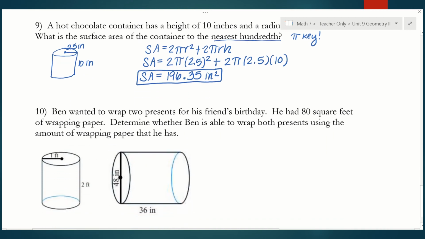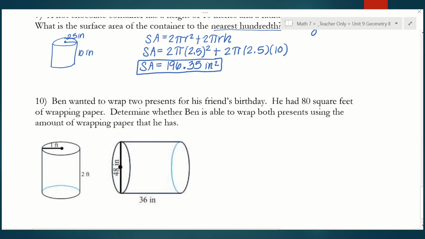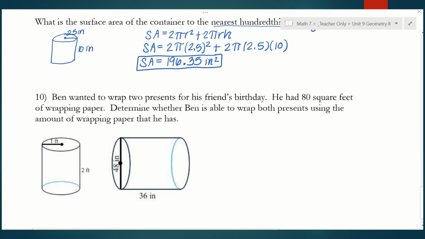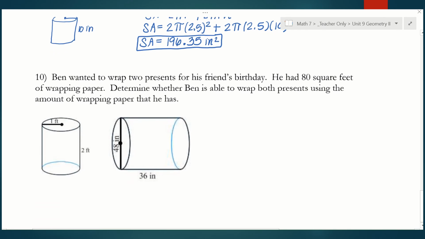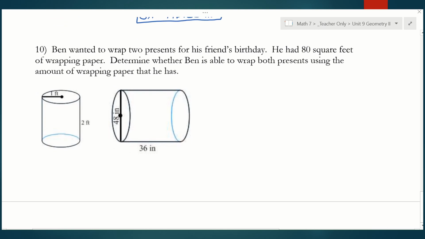All right, last one. Ben wanted to wrap 2 presents for his friend's birthday. He had 80 square feet of wrapping paper. Determine whether Ben is able to wrap both presents using the amount of wrapping paper that he has. Okay, so remember, surface area is about covering an object. And so we're trying to cover or wrap these 2 cylinders, these 2 gifts. And we know that Ben has a total of 80 square feet of wrapping paper.